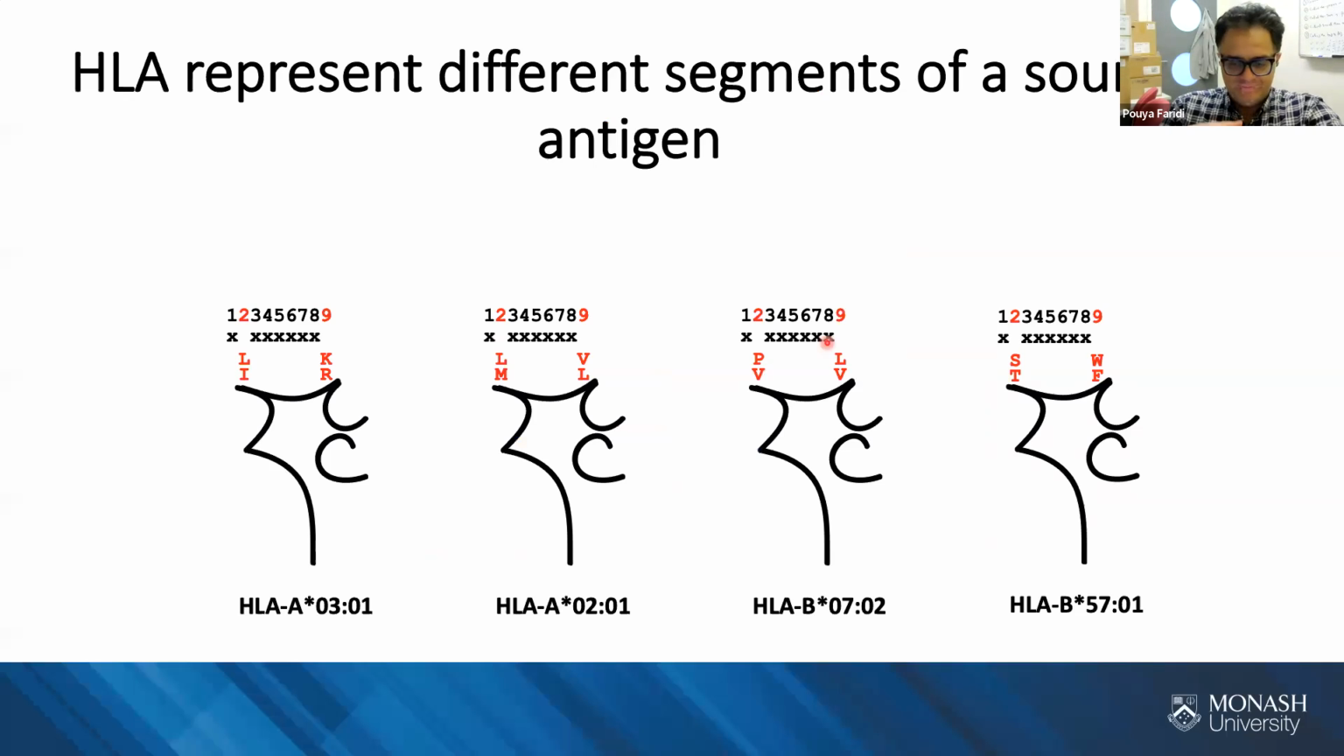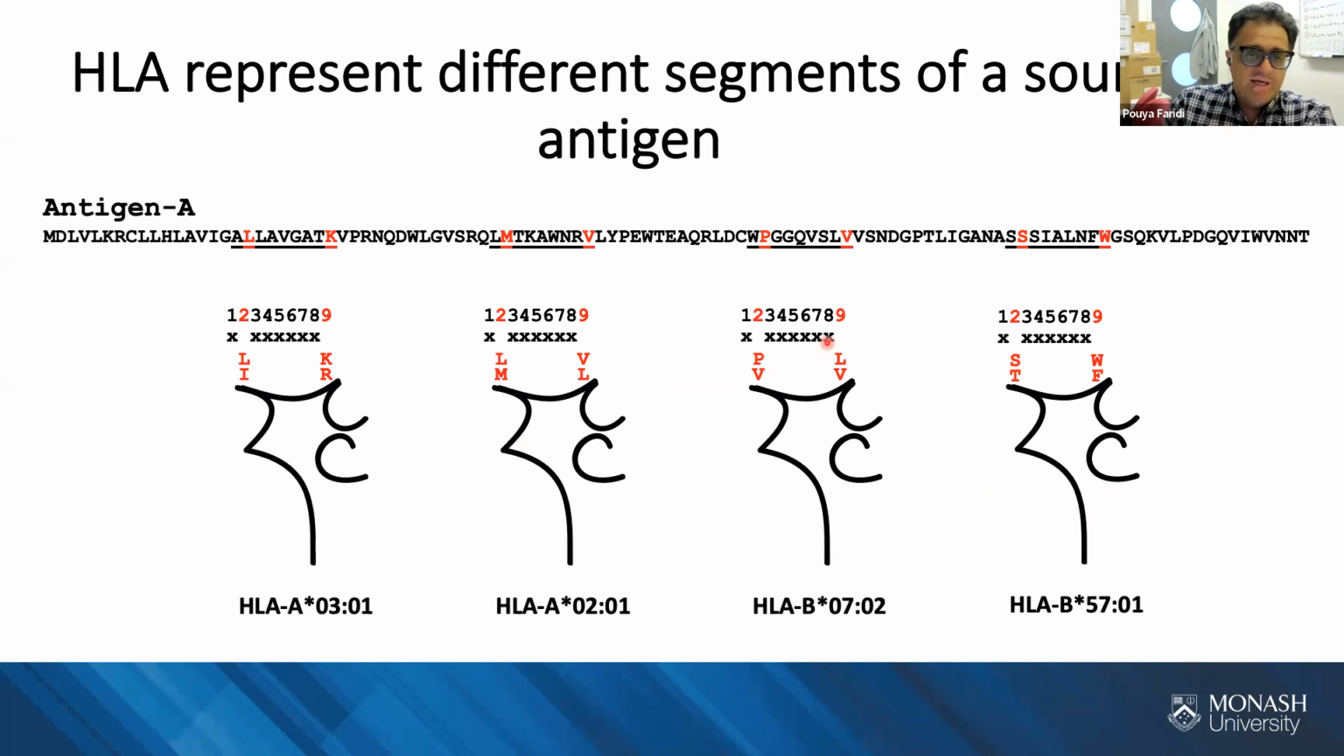So there are some interesting things about HLA. One is HLA is the most polymorphic gene in the human body. So each of us has up to 6 different types of HLA class 1: 3 A, 3 B, and 3 C.